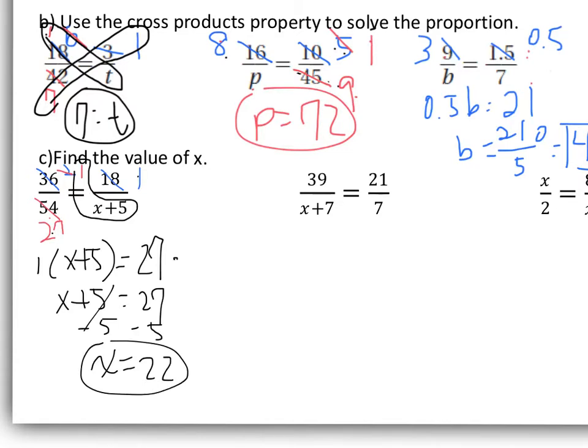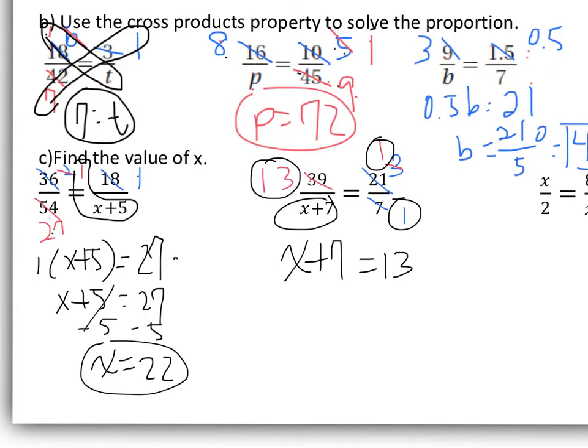Okay, and for the second problem, I see that I can simplify 7 with 21. So 7 divided by 7 is 1, 21 divided by 7 is 3. And I can still simplify 3 with 39. So 3 divided by 3 is 1. 39 divided by 3 is 13. So, okay, now we can cross multiply. 13 times 1 is 13. 1 times x plus 7, still x plus 7. And we solve for x. 13 minus 7 is 6.